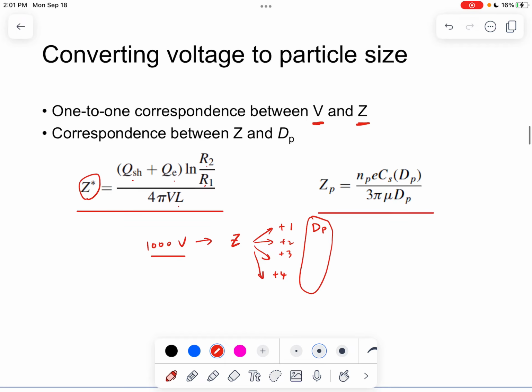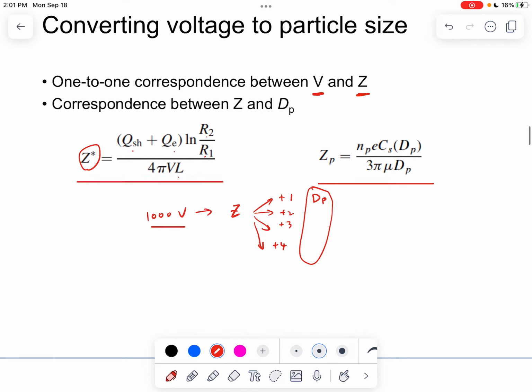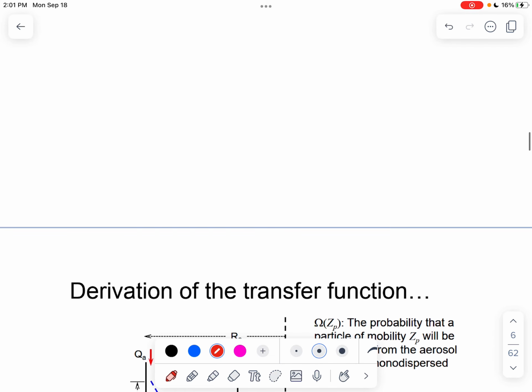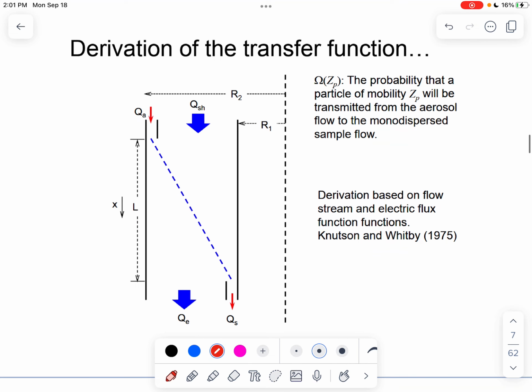So to do that, we need to consider multiple factors. The first one is the transfer function. Okay, so the transfer function is basically the probability that a particle of mobility Z is transmitted from the aerosol flow to the monodisperse sample flow. So basically, it's the probability of the particle being classified, right?